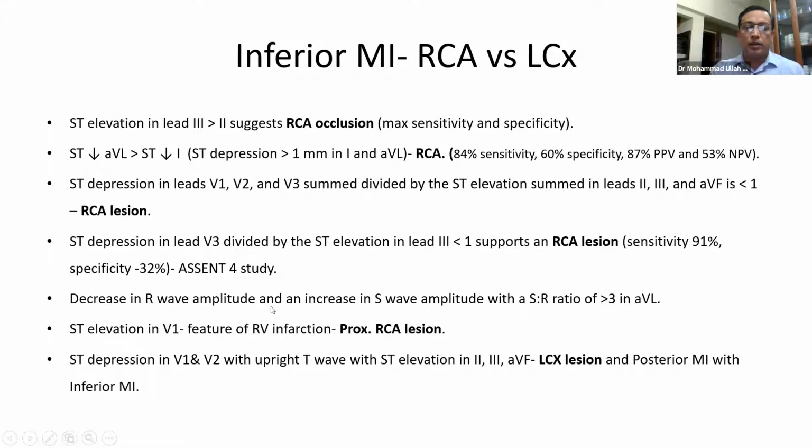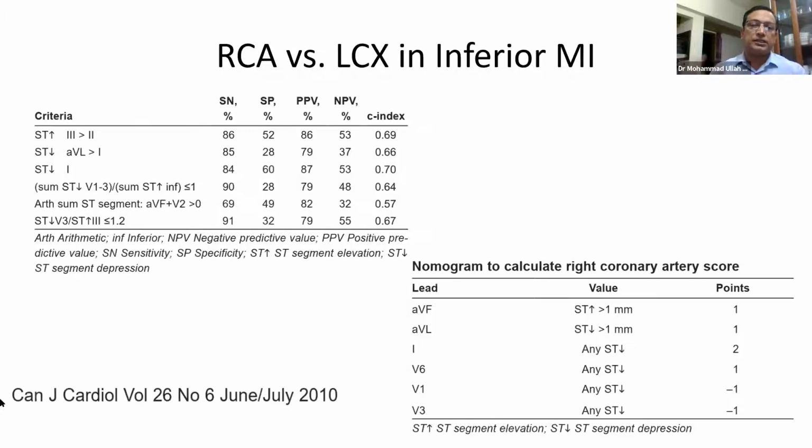A decrease in R wave amplitude and an increase in S wave amplitude, that is an S/R ratio, if it is more than 3 in aVL, that also indicates an RCA lesion. And ST elevation in V1, if it is more than V2, indicates RV infarction, and most likely the diagnosis is an RCA lesion. These are the things by which we can identify RCA and LCX occlusions. There are different sensitivity and specificity values; the sensitivity is more or less high, but the specificity is low for all these parameters.